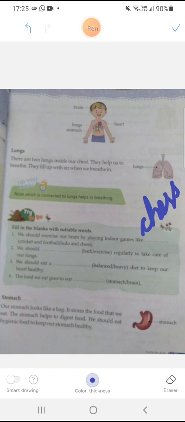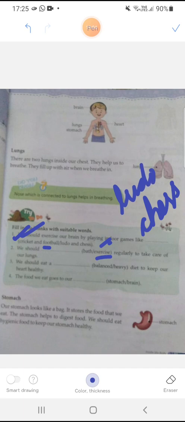Then number 2, we should blank regularly to take care of our lungs. The answer will be exercise, especially breathing exercise. If we do breathing exercise, our lungs work well. You write down here exercise. Or sorry, the first one, ludo and chess is there. I did not see the options. Options are there already: cricket and football, ludo and chess. Cricket and football are outdoor games, students. So the answer will be ludo and chess.